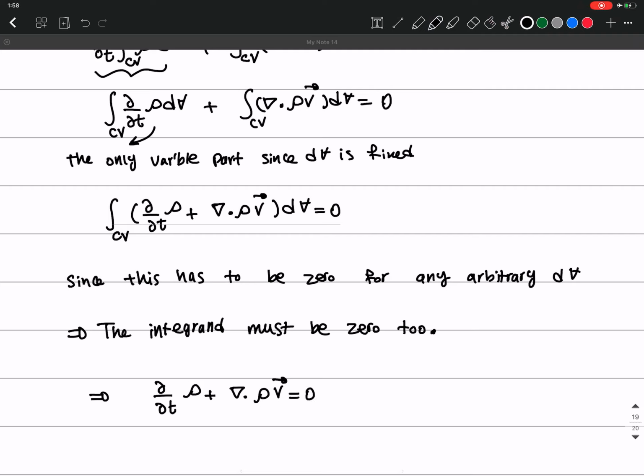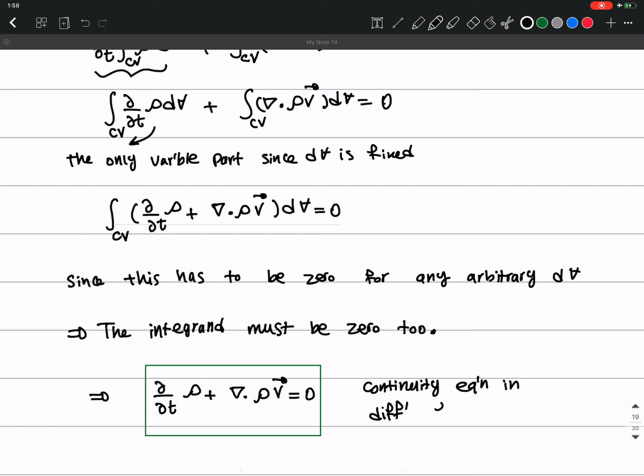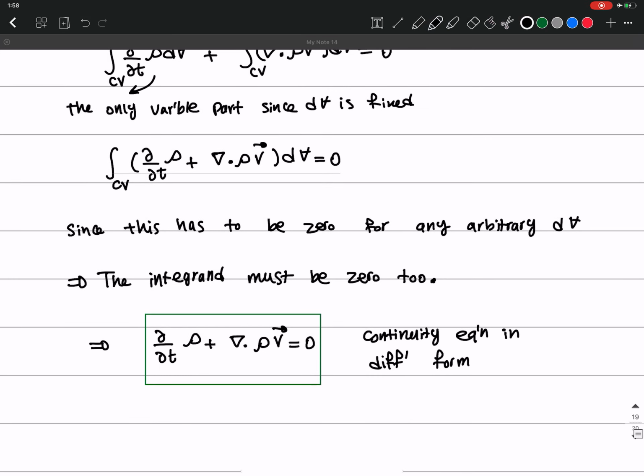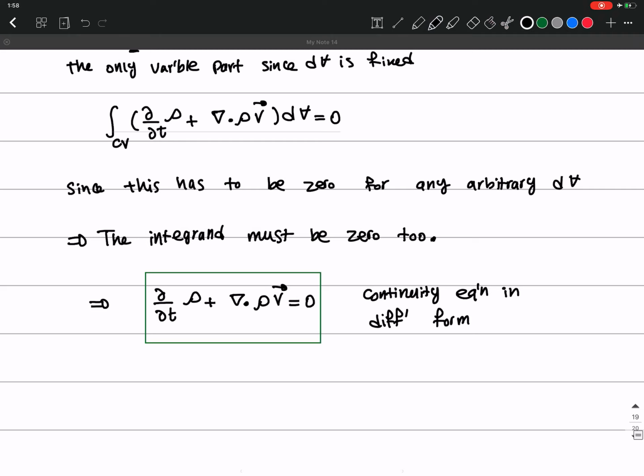And what is it? This is a very important equation. This is actually the continuity equation in differential form. This is what we were seeking, okay? So if you want to write the continuity equation in differential form, this is the form of that. And then we can write it in other forms as well.